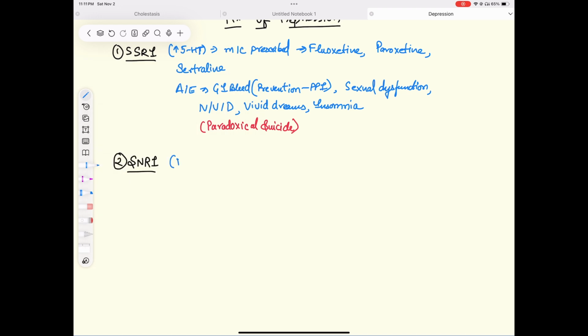The other drugs include SNRIs. SNRIs are serotonin norepinephrine reuptake inhibitors, which increase levels of both serotonin and norepinephrine. The examples include duloxetine, venlafaxine, and milnacipran. You can remember duloxetine as dual increase, which is both serotonin and norepinephrine. These are also used in chronic pain syndromes.